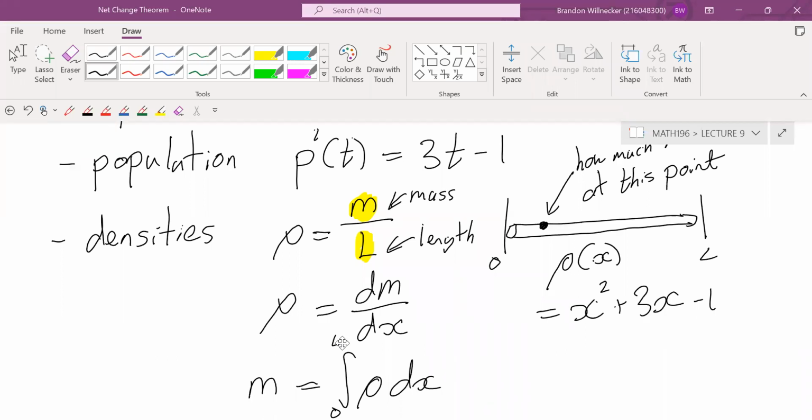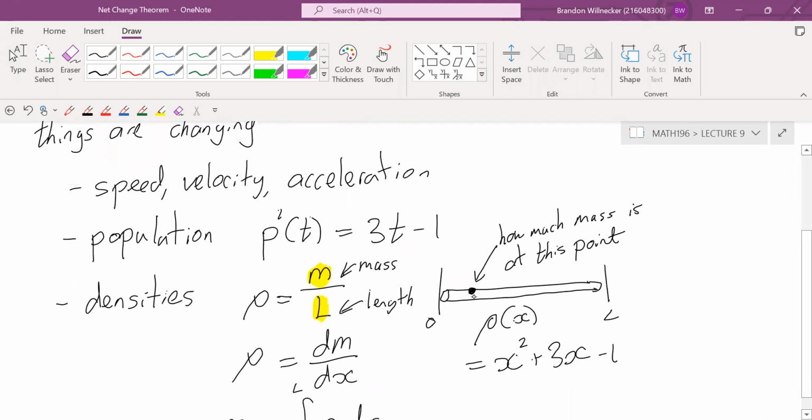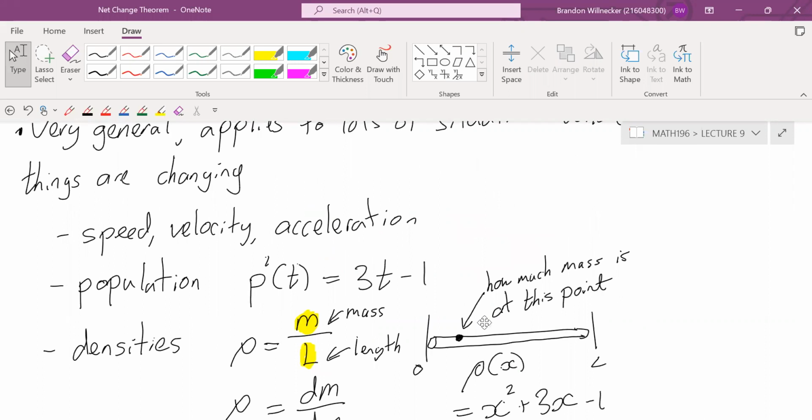Are there any questions about this example with mass density? Okay, so it's just an application. But the thing that we're going to focus on now, because it's going to come up in your tutorial and the tutorial test, is this first one on speed, velocity, and acceleration. And I think this one's also in your tutorial as well. Okay, so let's go through this idea of speed, velocity, and acceleration.